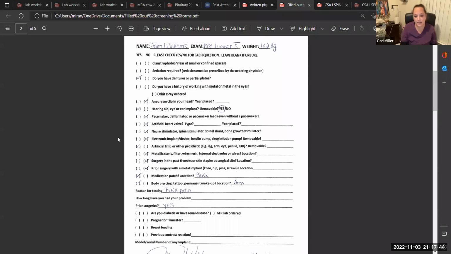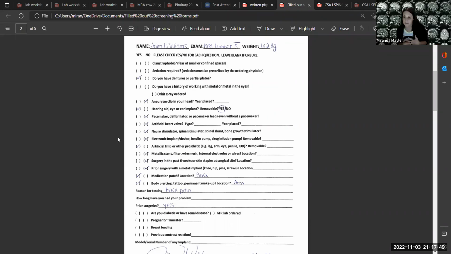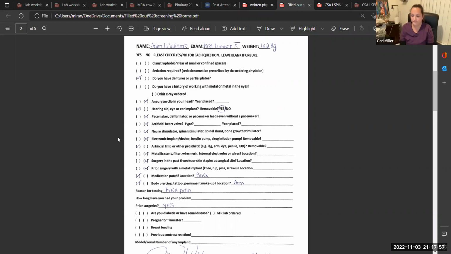I had a mastectomy on my right side. Okay, perfect. Did they do any reconstruction? Yes. Okay. And do you still have the breast expander or is that gone? It's gone. Perfect. All right. Are you diabetic or have any kidney disease? Yes, because I have a Dexcom.